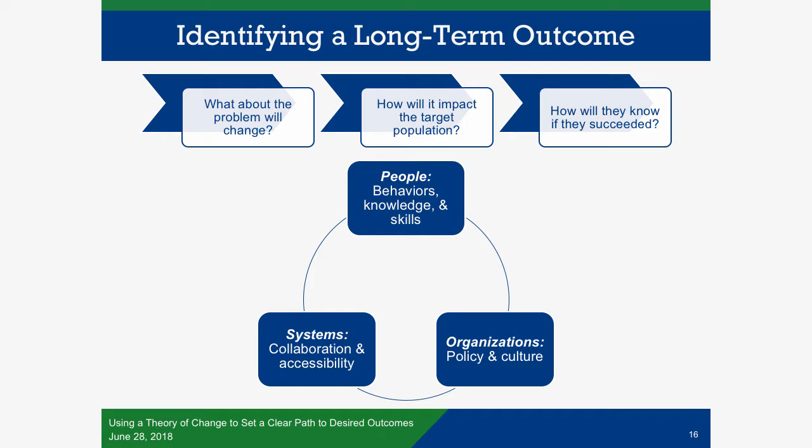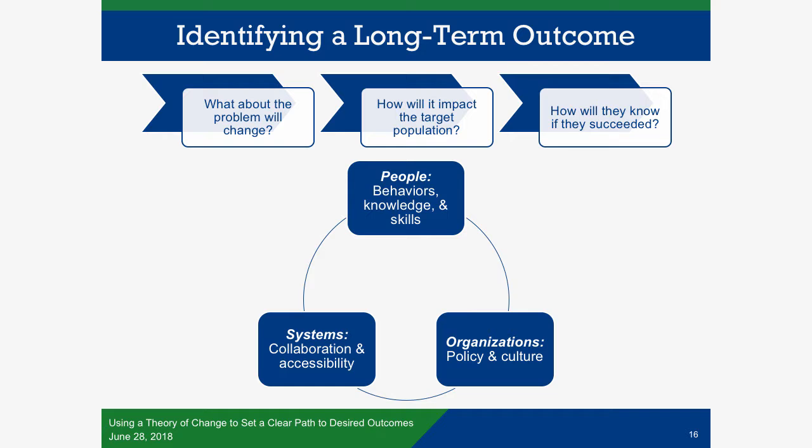So the theory of change is a pathway. Think of the problem statement as the starting point and the long-term outcome as the destination that represents a noticeable change. The long-term outcome answers questions like, what about the problem will change? What will the impact to the target population look like? And how will the team know that their change initiative was successful?